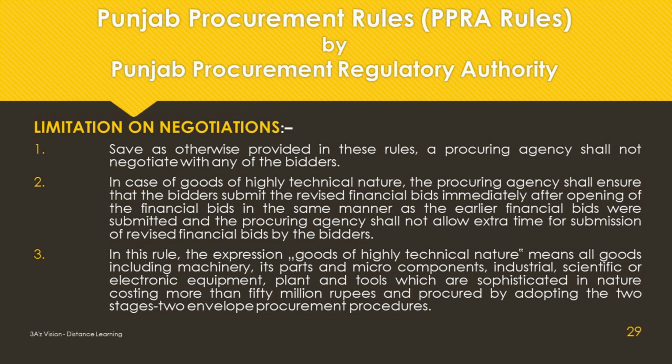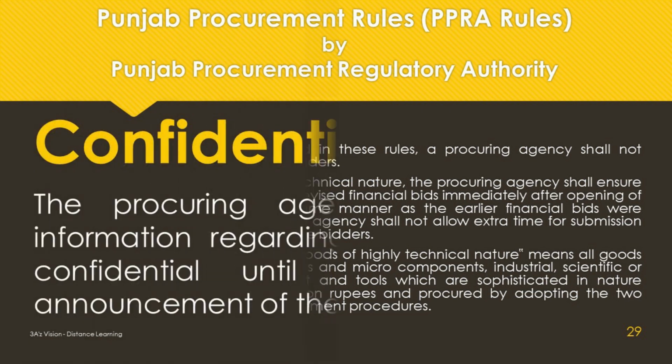In this rule, the expression goods of highly technical nature means all goods including machinery, its parts and micro-components, industrial, scientific or electronic equipment, plant and tools which are sophisticated in nature costing more than 50 million rupees, and procured by adopting the 2 stage 2 envelope procurement procedure.